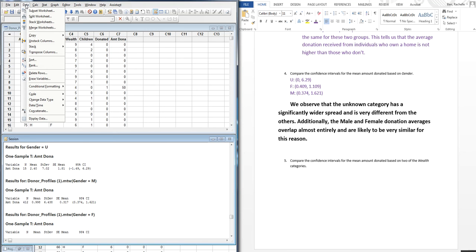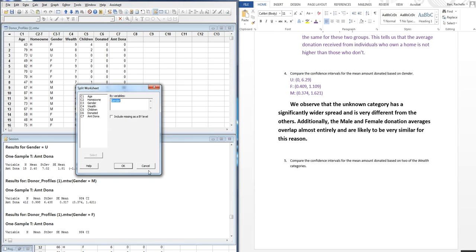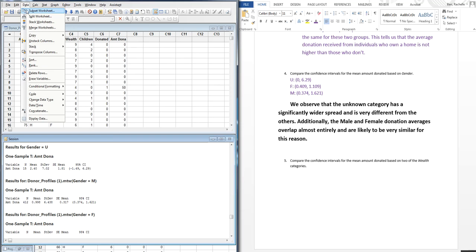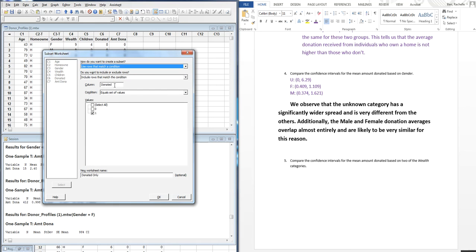So I'm going to go back up to data and then split worksheet. No, not split worksheet because that'll give me all of them. Data and then subset worksheet. And then I'm going to select, rather than donated this time, the wealth category. So I got all these to choose from. I guess I'm picking 2. I guess I'm picking 7. All right. Oh boy. Here we go. 2 and 7. Okay.